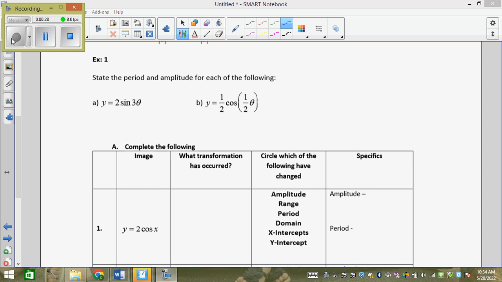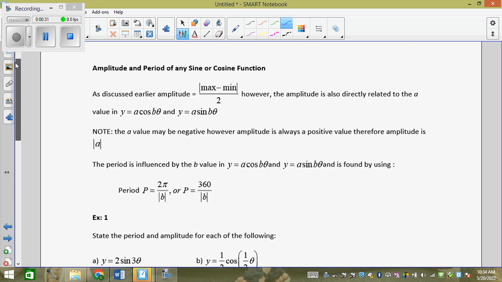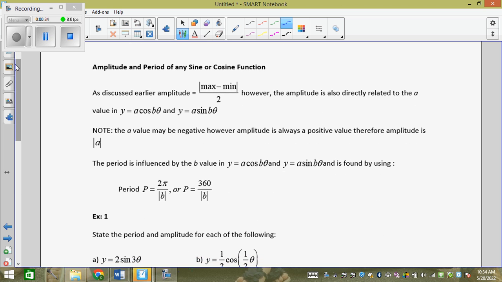That was yesterday. Now we're going to look at equations. So if we look here, amplitude and period of any sine or cosine function. So the amplitude we talked about yesterday, we could do max minus min divided by 2 if we were given a graph. So you do this if you have a graph. However, the amplitude is also related to the A value. It's the A value when you look at the equation. So this here and this here, the A value or the vertical stretch, those result in the amplitude, which makes sense.